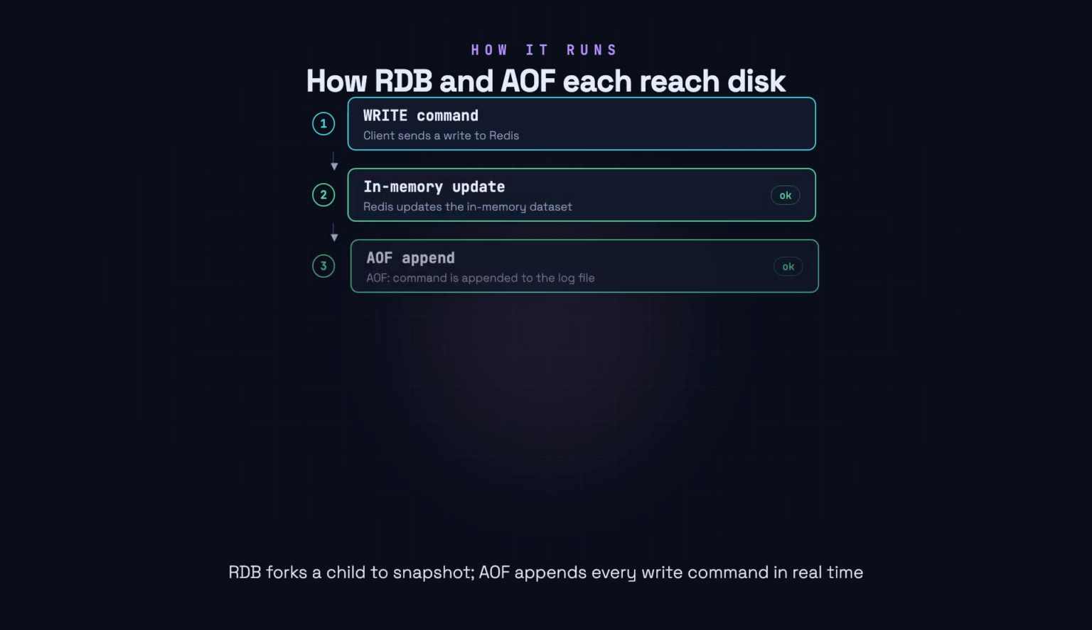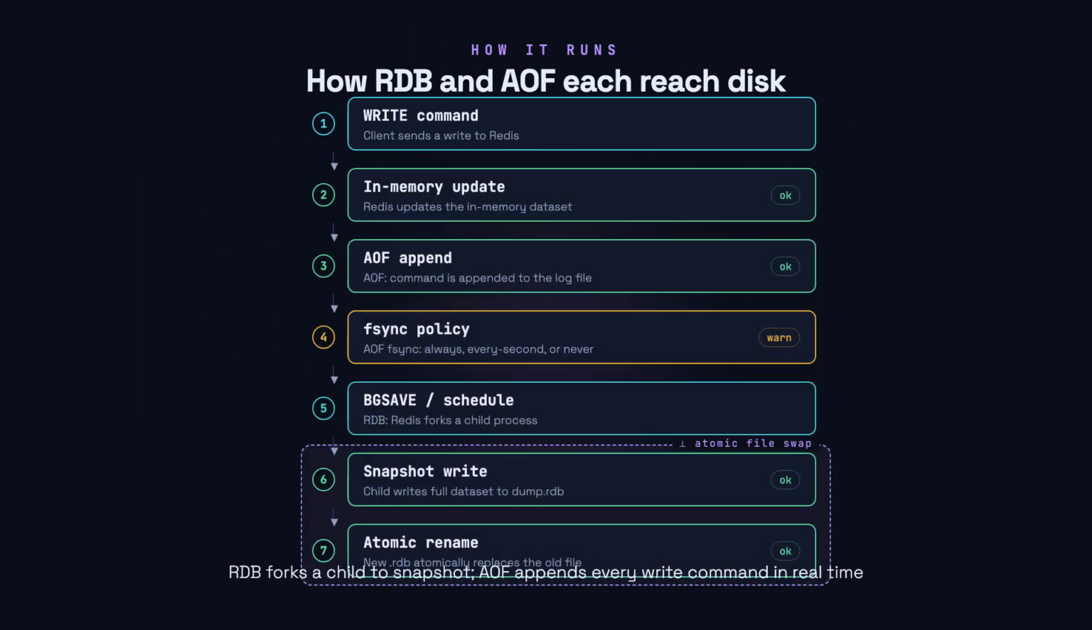When a write arrives, Redis updates memory instantly. AOF immediately appends the command to the log. How often that is flushed to disk depends on your fsync policy. Separately, RDB forks a child to snapshot the full dataset, then atomically swaps in the new file.